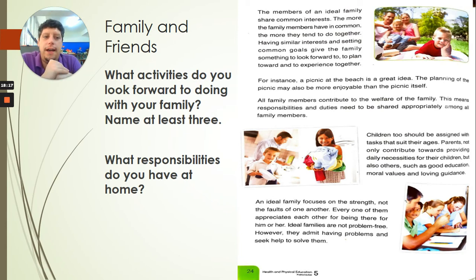Children too should be assigned tasks that suit their ages. Parents not only contribute towards providing daily necessities for their children, but also others, such as good education, moral values, and loving guidance. Okay, so your parents are responsible for you going to school. They're responsible for how you act, and they're also responsible for loving you.